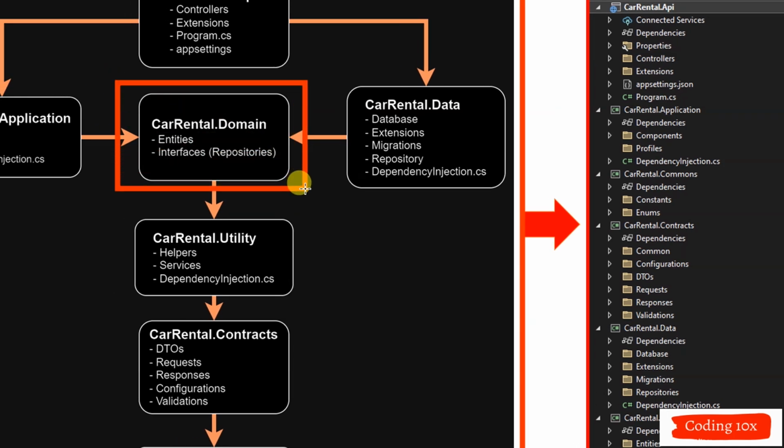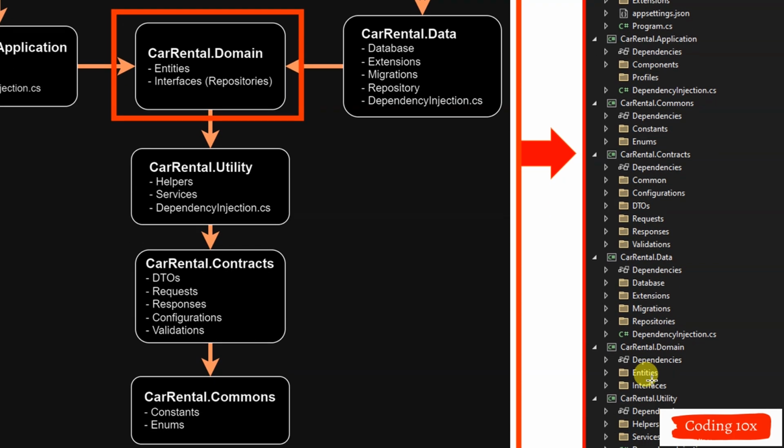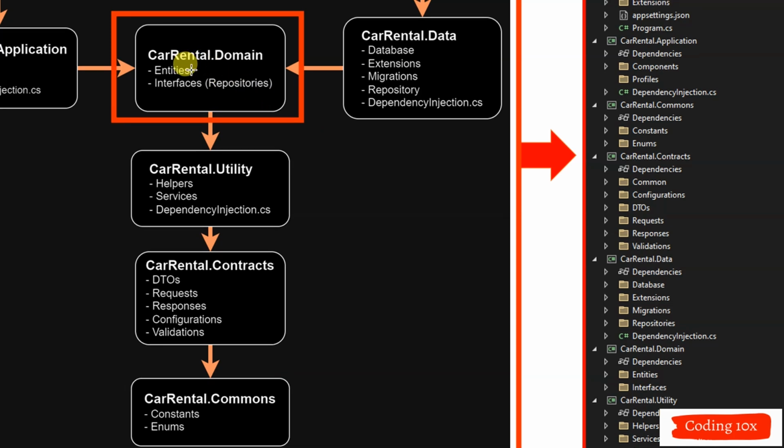Going to the domain layer, which defines entities that represent the business objects, like user and car entities in our case. This layer contains repository interfaces that are implemented in the data layer. It has a project dependency on the utility layer.